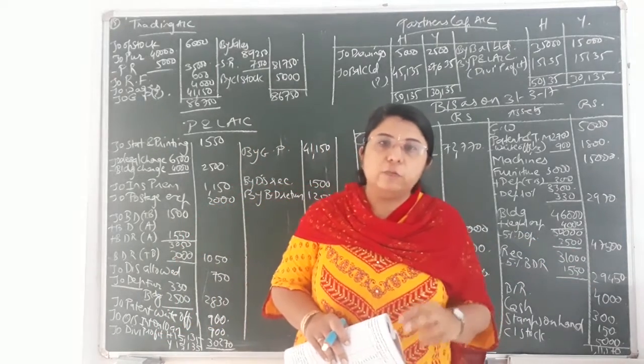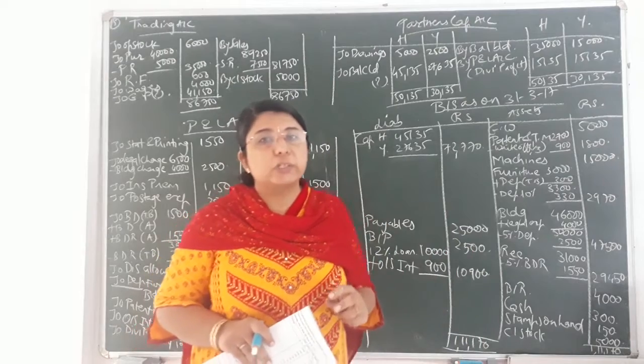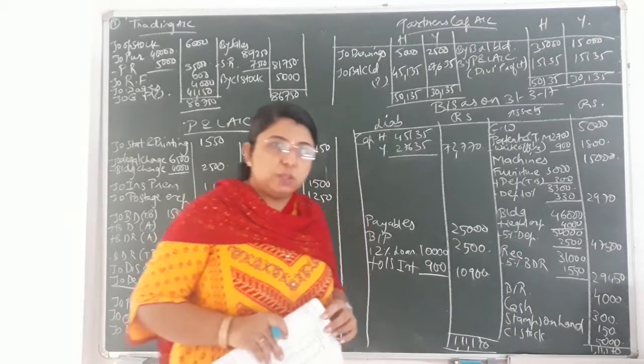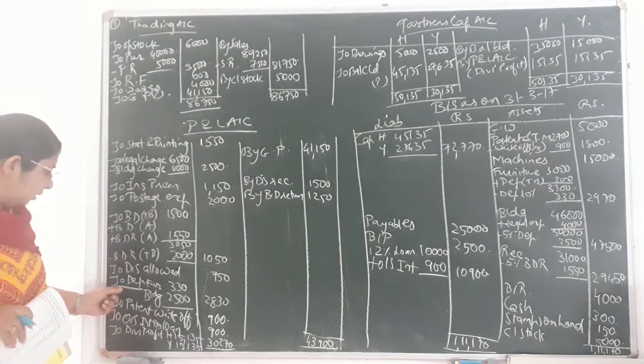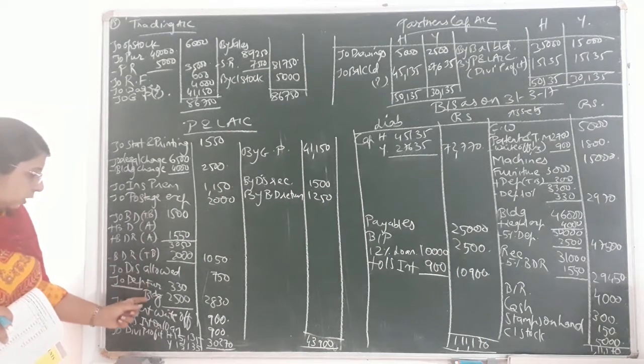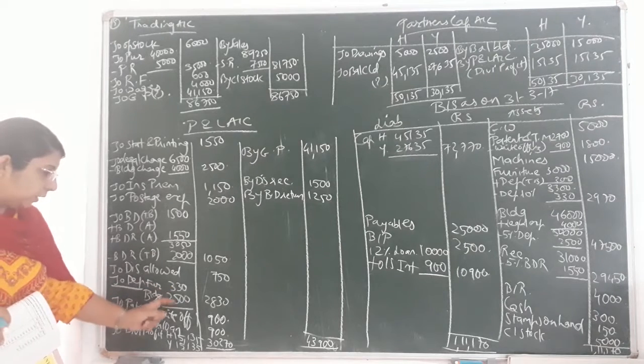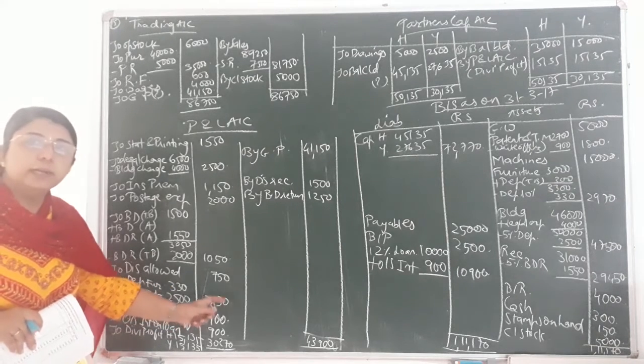Now the second effect of this depreciation would be on the debit side of the P&L account as an expense for the firm. So you can see on the debit side of the P&L account, I have written depreciation on furniture and building. Furniture is 330, and for building it is 2,500. Total that came to 2,830.